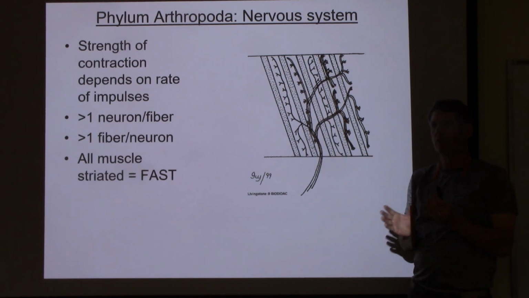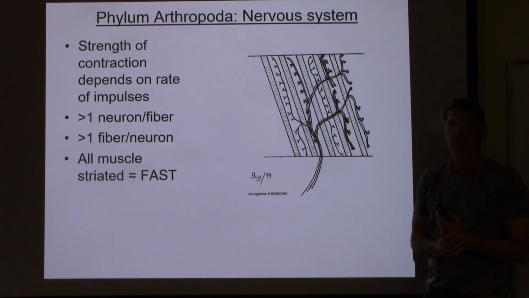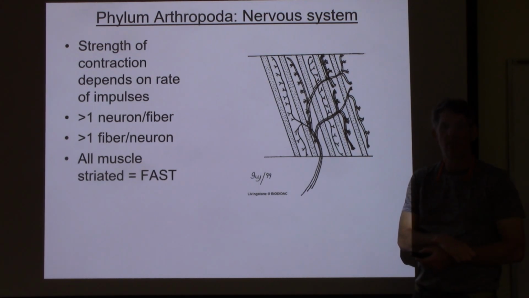These muscles aren't smooth muscles. They're striated, which means they can contract really rapidly. And part of the secret of arthropod success is rapid contraction, which allows them to move quickly, to fly, and to do a bunch of things that take really fast motion.